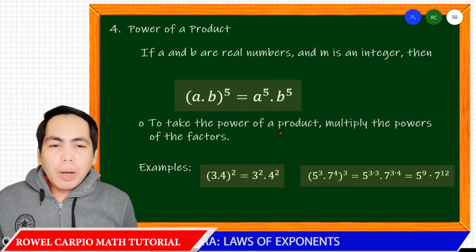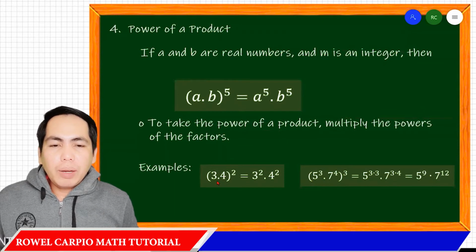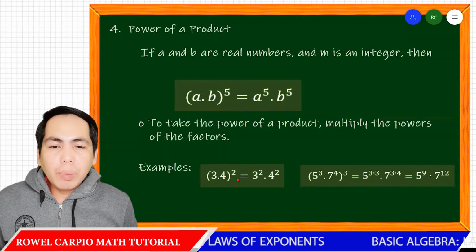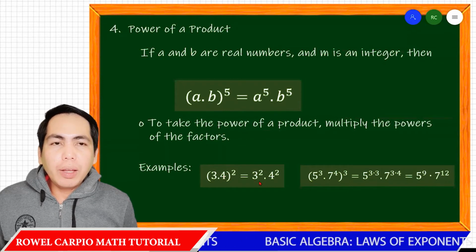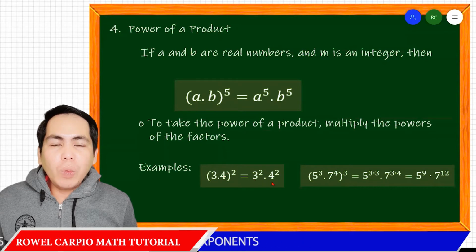So to take the power of a product, multiply the powers of the factors. For example, the quantity of 3 times 4 raised to the power of 2 is equivalent to 3 raised to the power of 2 times 4 raised to the power of 2.